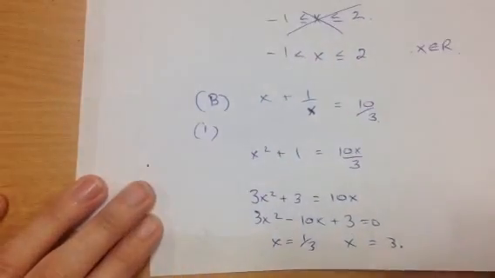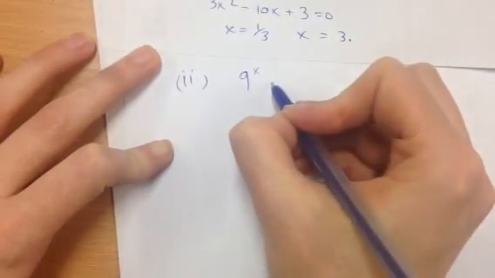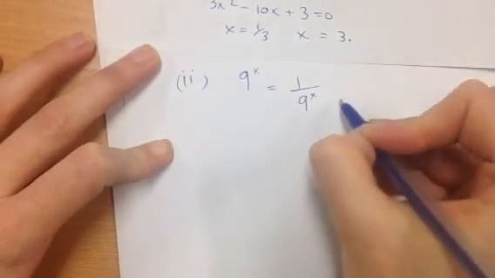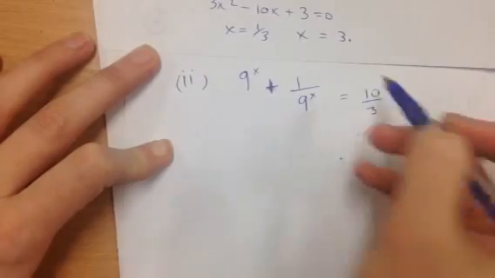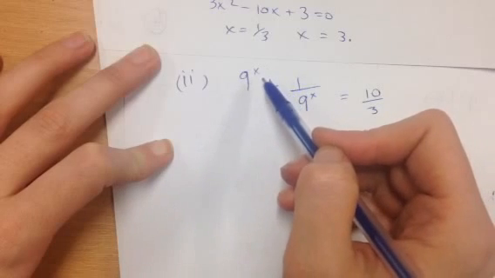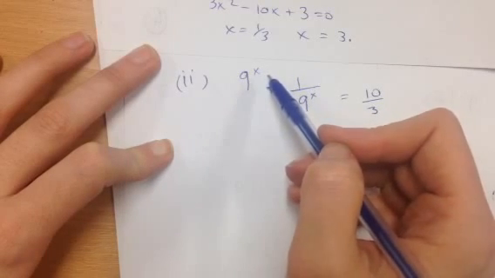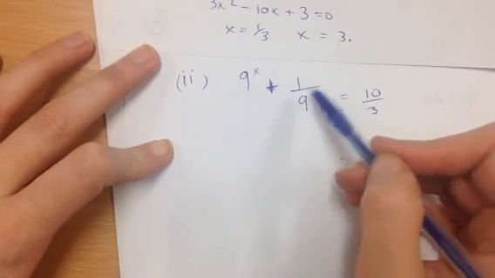Part B part 2 says using your answers from above, solve the equation. So I'm using the answers that x is equal to a third and x is equal to 3. In part 2 it says 9 to the power of x plus 1 all over 9 to the power of x is equal to 10 over 3. And that looks very similar to the original equation that I had in part 1. The only difference is it's 9 to the power of x, and the previous one was just an x, and this was 1 all over x in the previous one.